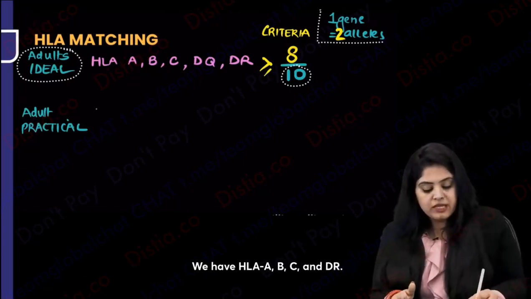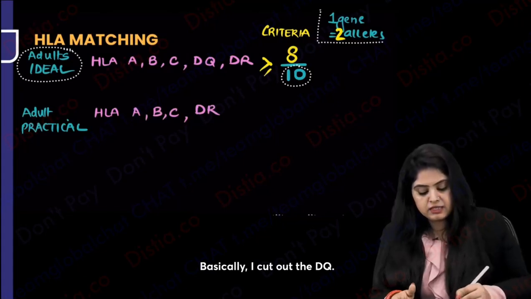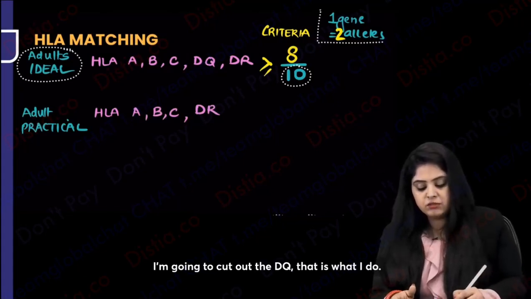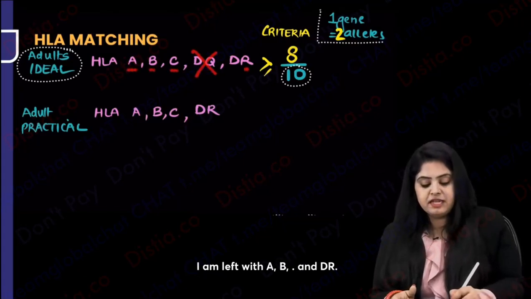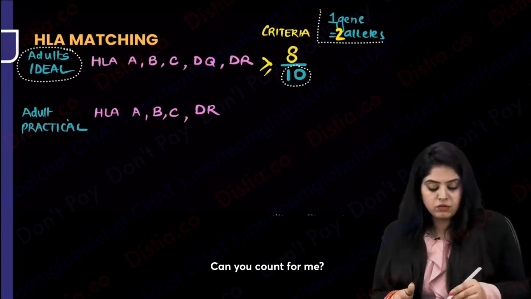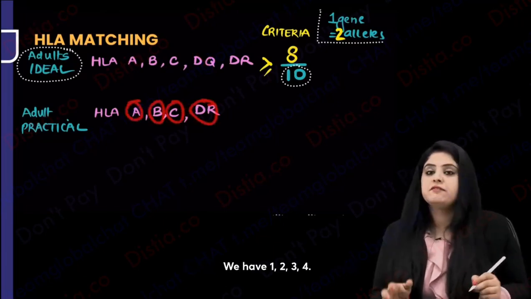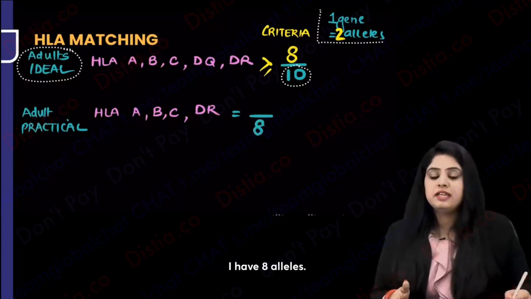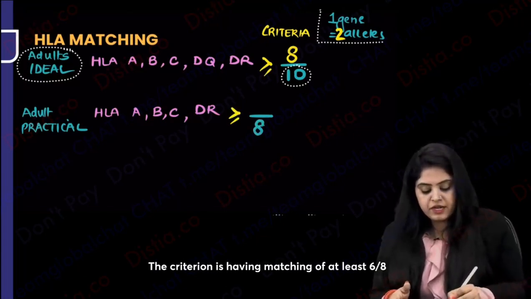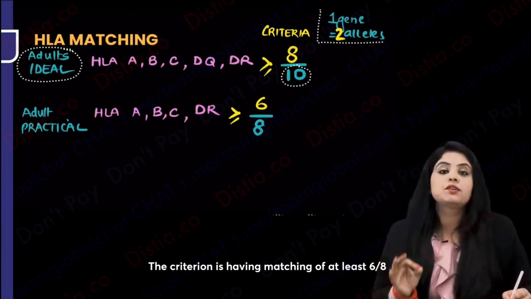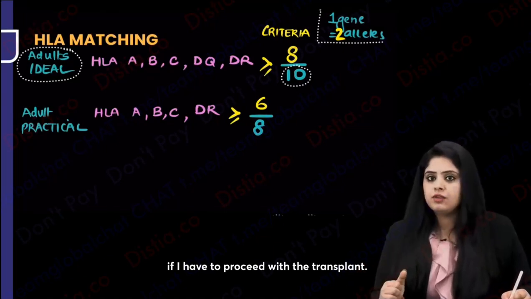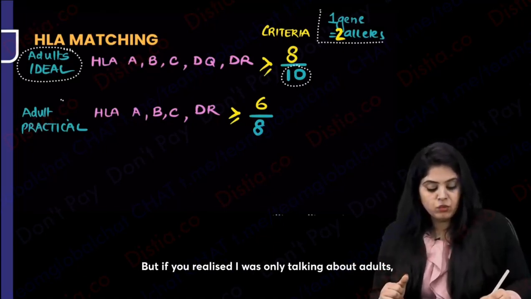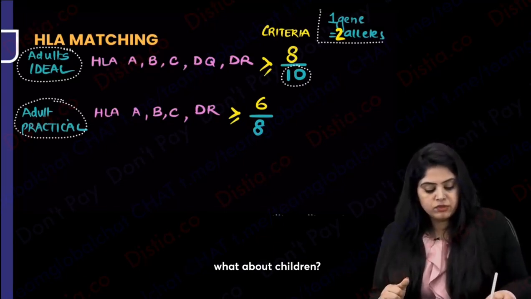What is in practical? We have HLA A, B, C and DR. Basically, I cut out the DQ. That is what I do. So what am I left with? I'm left with A, B, C and DR. So how many genes do I have now? Can you count for me? We have 1, 2, 3, 4. If I have 4 genes, how many alleles do I have? I have a total of 4 2s are 8. I have 8 alleles. What is going to be the criteria? The criteria is having matching of at least 6 on 8 if I have to proceed with the transplant. But if you realized, I was only talking about adults. What about children? What is the protocol for children if a transplant has to be done?